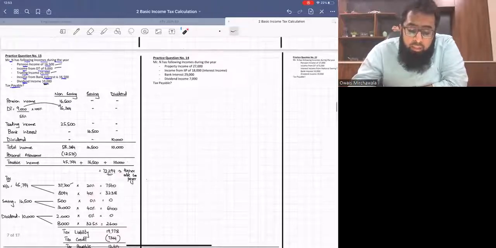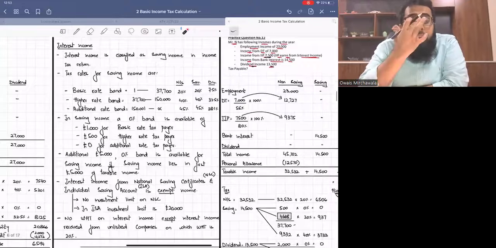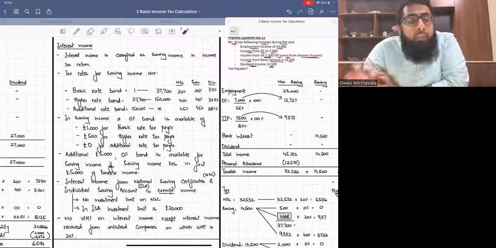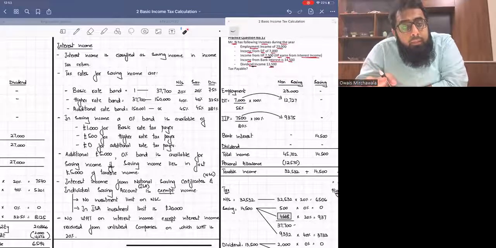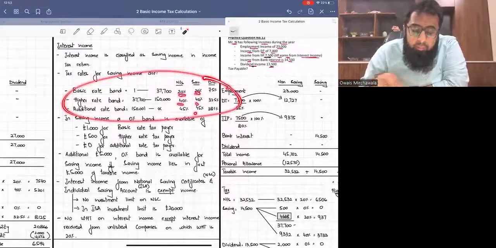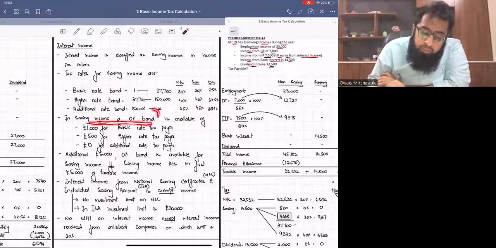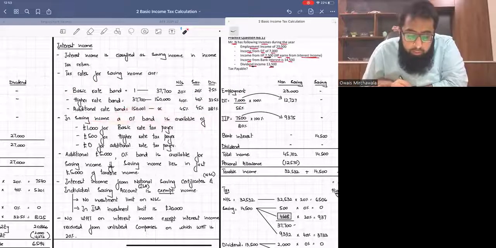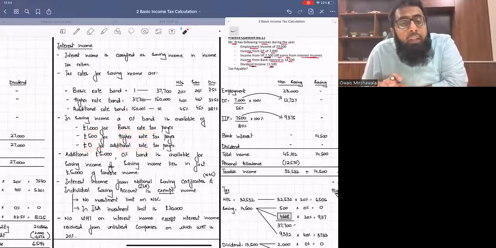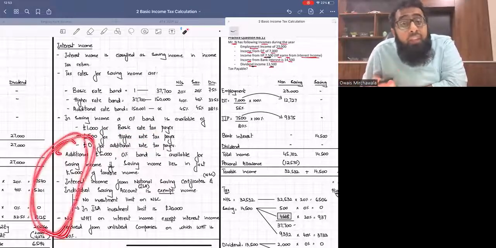So if you look at the saving income rules, interest income is classified as saving income in income tax return. The tax rates of saving are same as non-saving. The only difference is 0% band, which is of 1,000 pounds for basic rate taxpayer, 500 pounds for higher rate taxpayer, and 0 pound for additional rate taxpayer. We haven't discussed these three rules. We will discuss them.